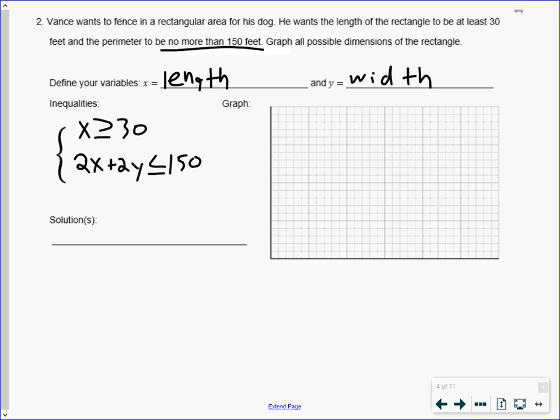After that, we do have one more inequality to put down. It's not really in the problem, but we need to make sure our y stays above 0. We can't have a negative width. It doesn't make sense. So let's make sure our y also stays above 0. So let's go ahead and graph our inequalities.